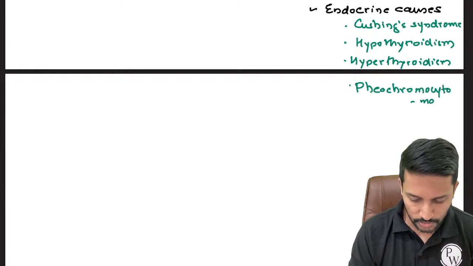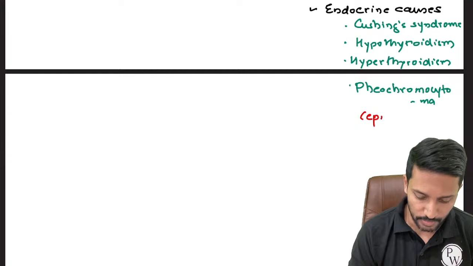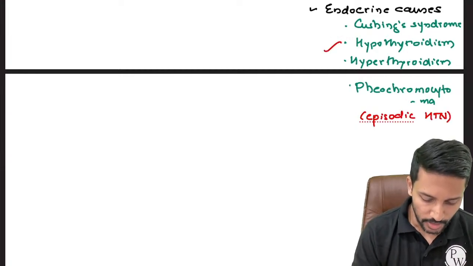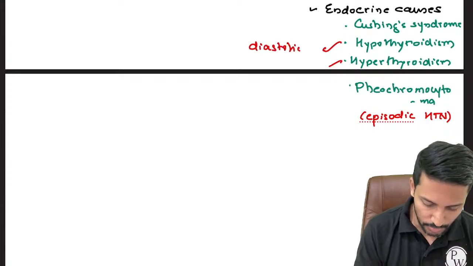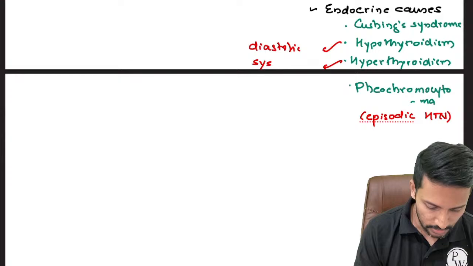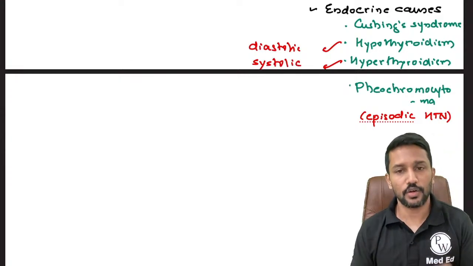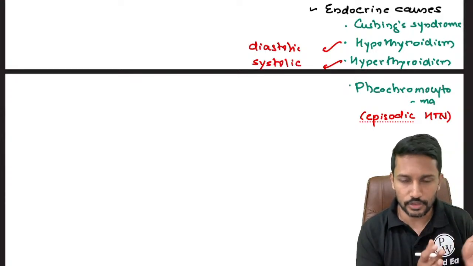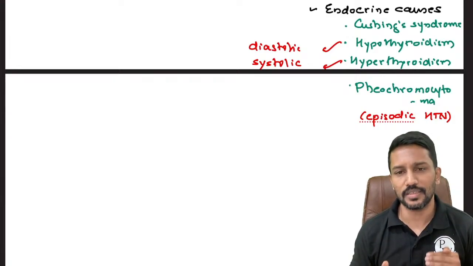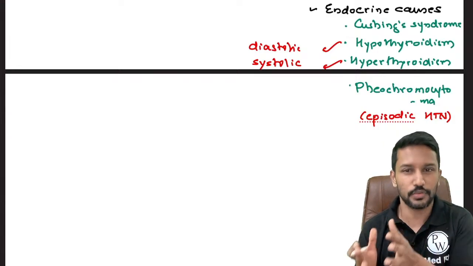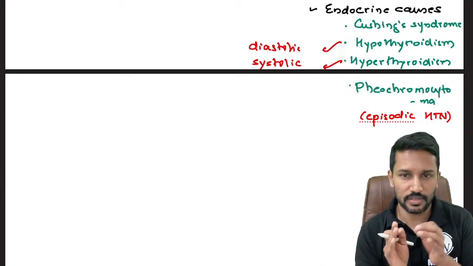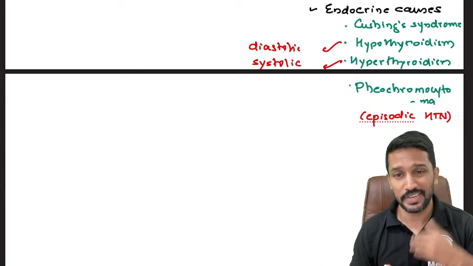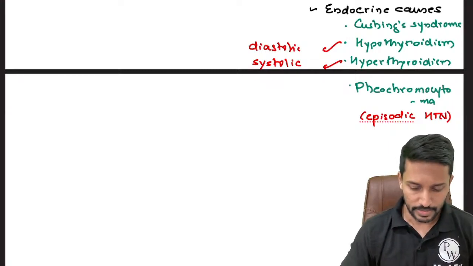Typically, we should think of pheochromocytoma in patients who present with episodic hypertension. Hypothyroidism usually causes diastolic hypertension, and hyperthyroidism usually causes systolic hypertension. So in hypothyroidism, there is stiffness of blood vessels that increases the diastolic BP, and in hyperthyroidism, generally there is increased cardiac output, or in other words, stroke volume, and your systolic BP is directly proportionate to the stroke volume. So whenever we increase stroke volume, your systolic BP can increase.